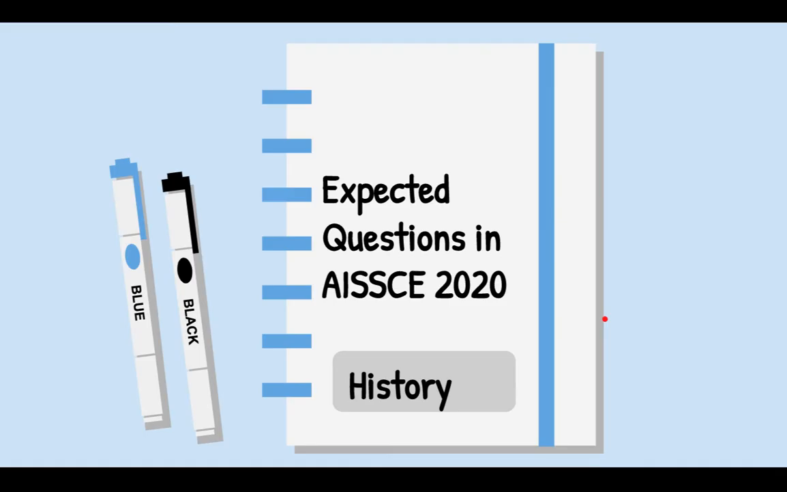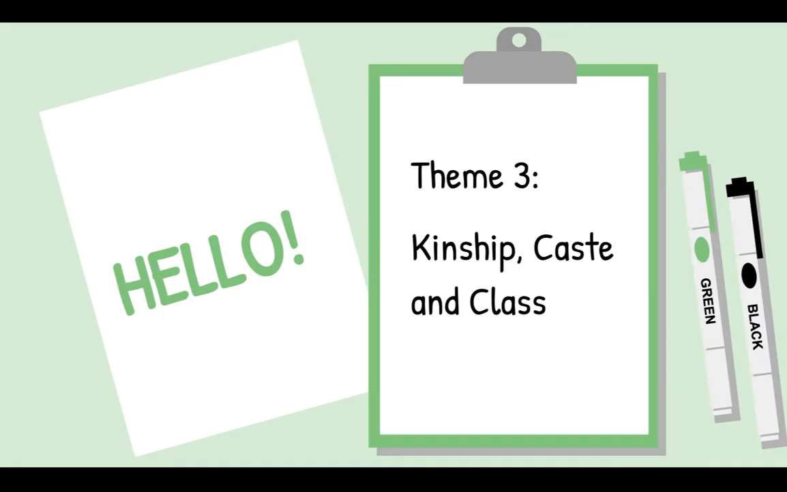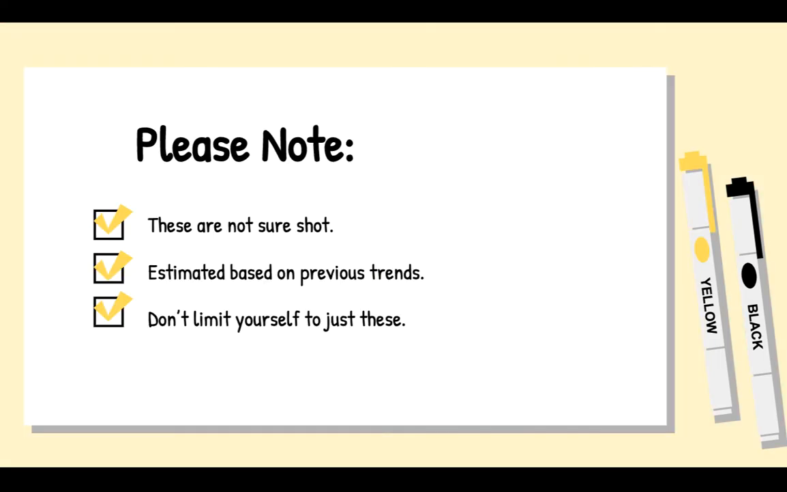Hello and welcome back to High School History, and today's video is going to be about theme 3, Kinship, Caste and Class, and we will quickly look at some of the important questions that could be asked in the board exams. But before we go ahead, as always, please note that these are not short questions.